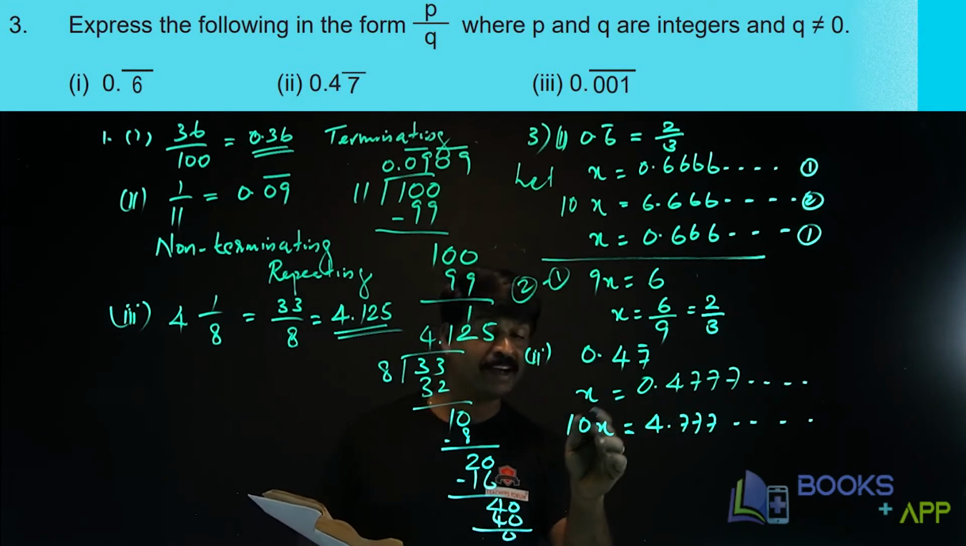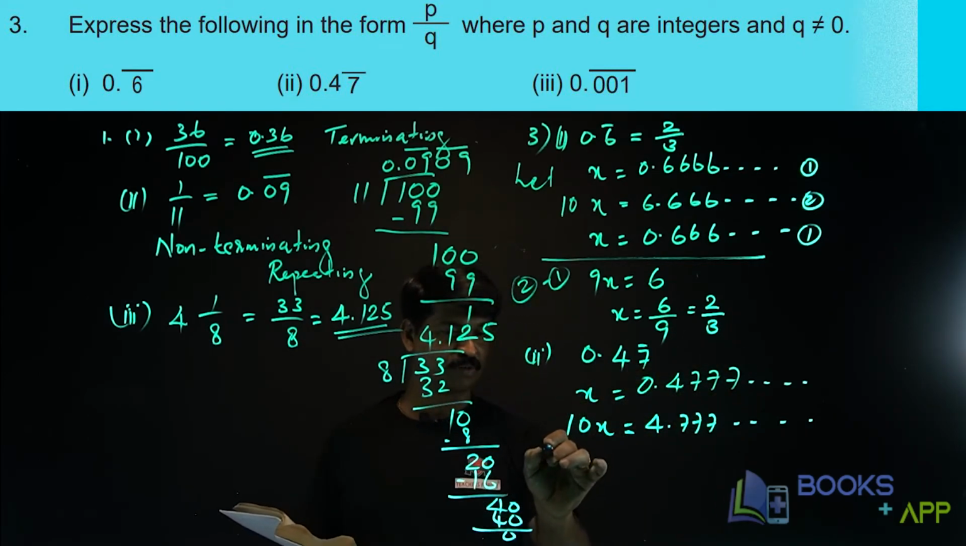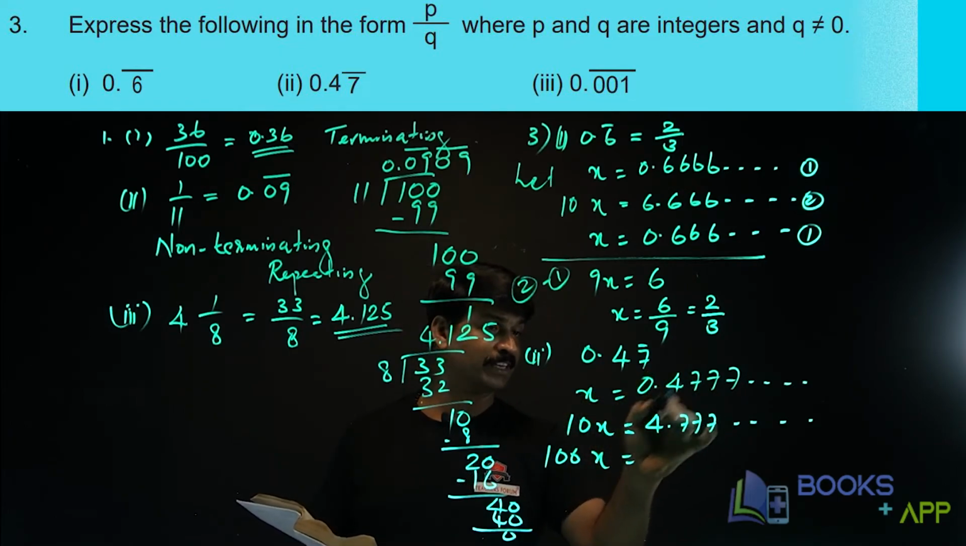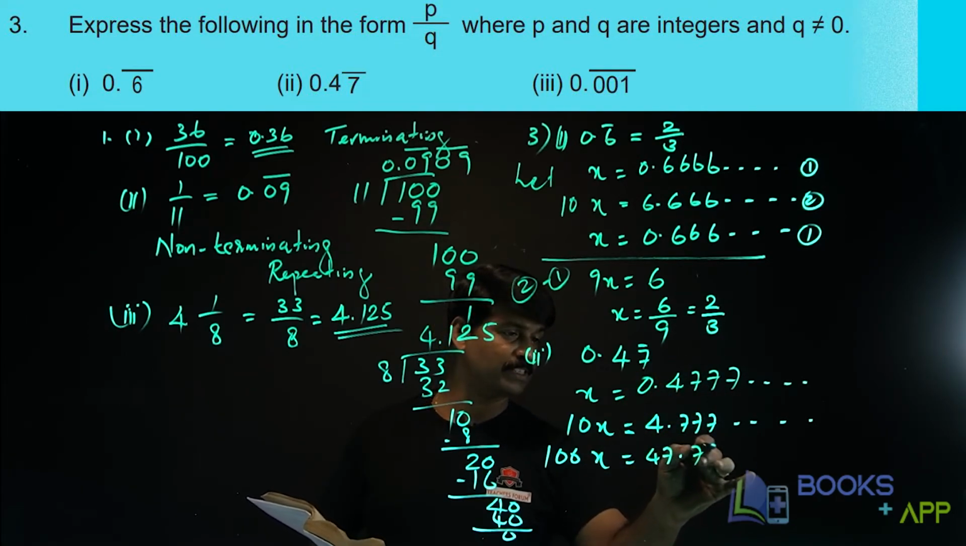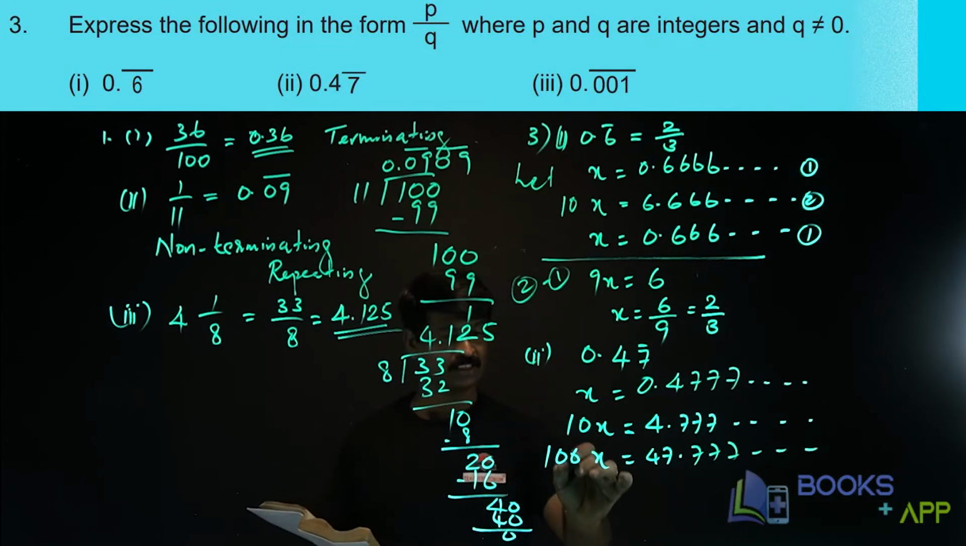Or what you can do? Here you can multiply by 100. X you can multiply by 100. So what you will be getting? You will be getting 100x. Here when you multiply by 100, what you will get? Yeah, 47. This point will jump here, isn't it? So 47.77777 etc. This is 100x.